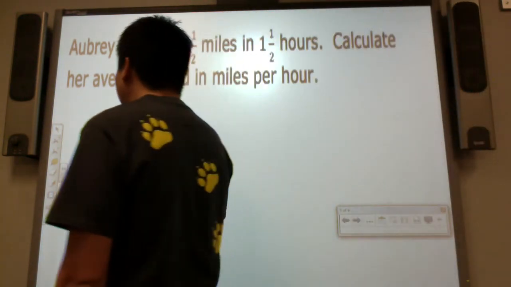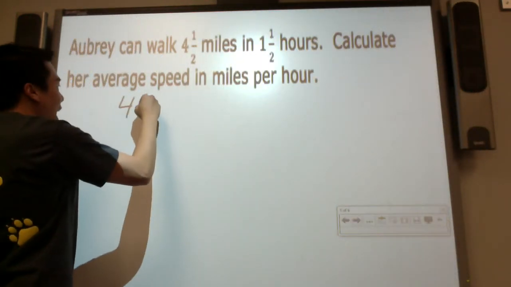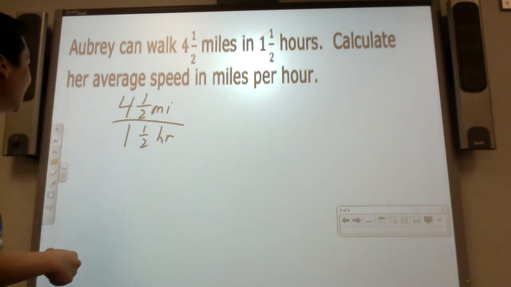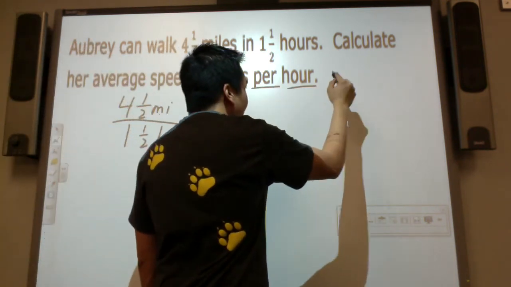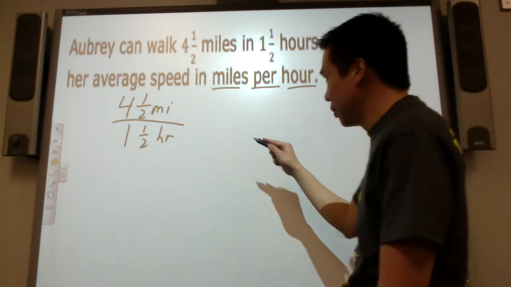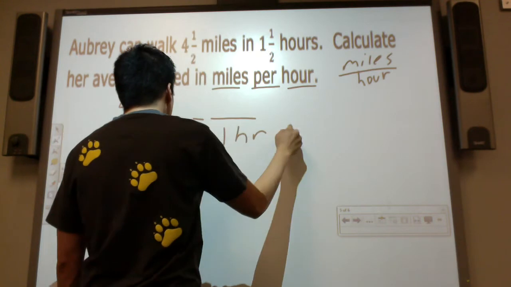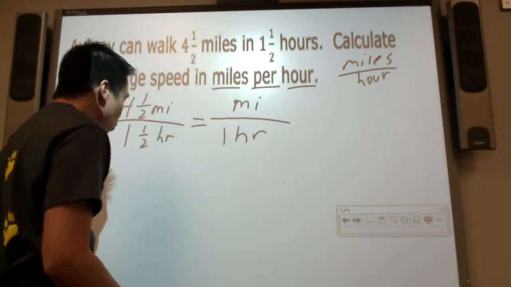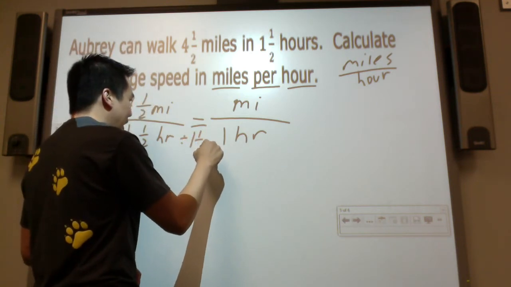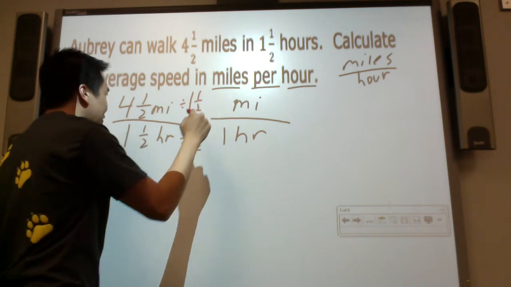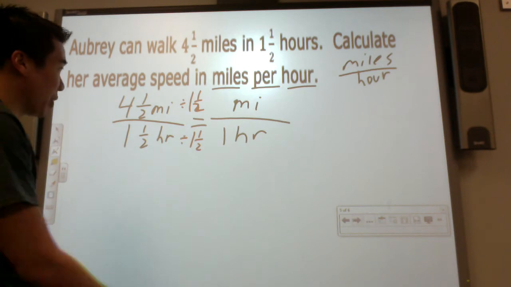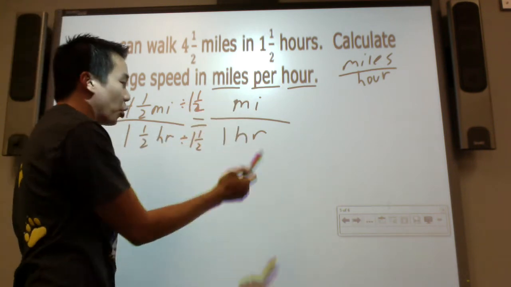This one will be a little harder now. Aubrey can walk 4.5 miles in 1.5 hours. Calculate her average speed in miles per hour. So they want you to find miles per hour for each hour. So how do you turn 1.5 hours to 1 hour? We have to divide by 1.5. So 4.5 divided by 1.5 will be how many miles per hour?